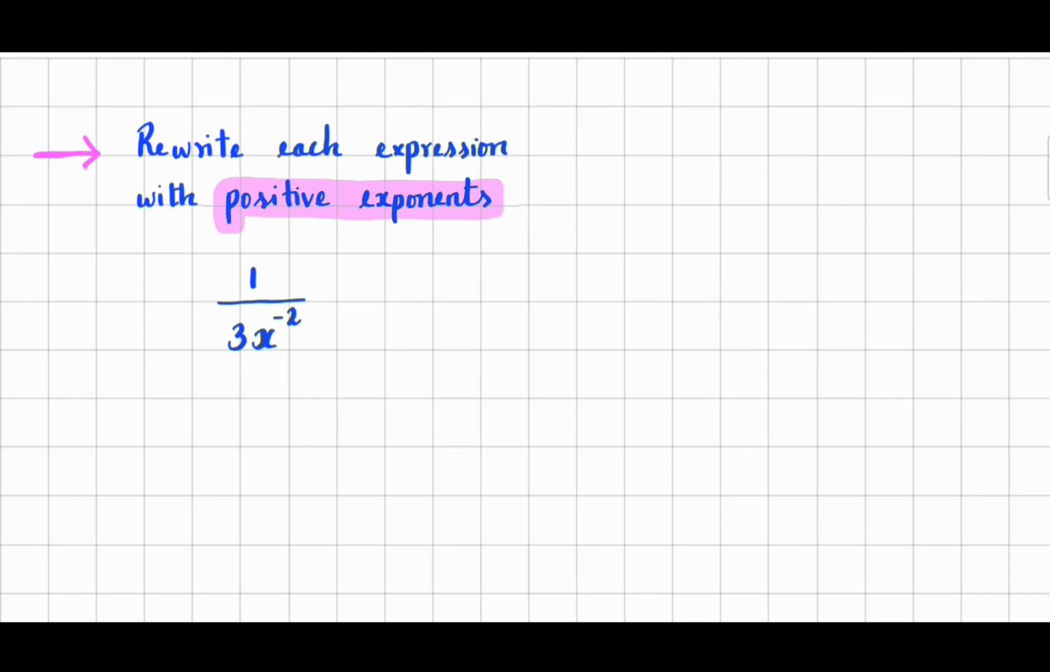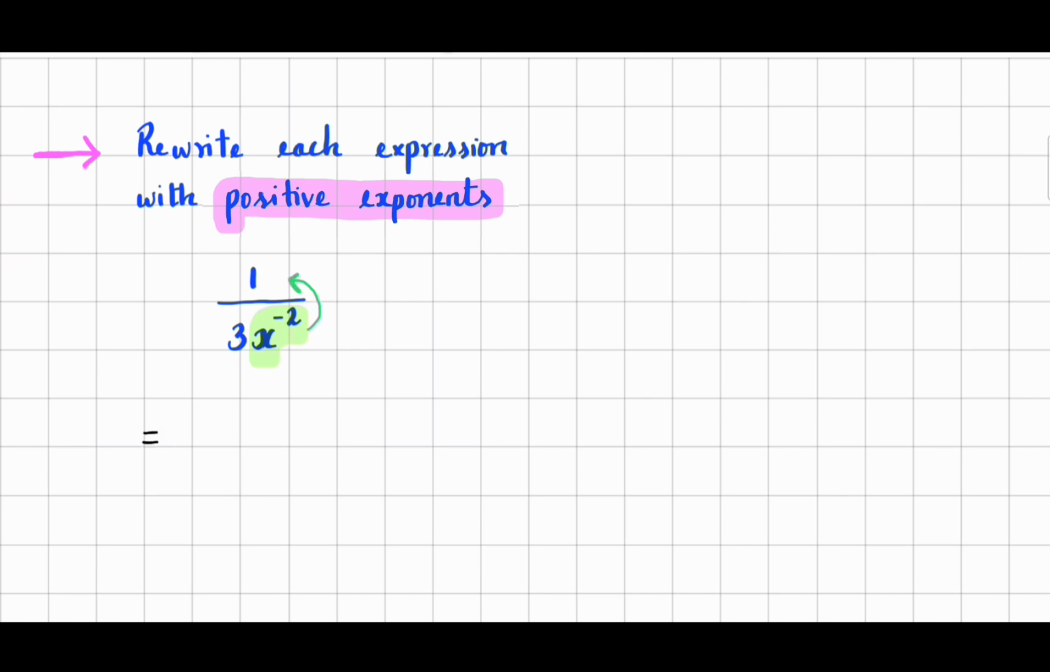Now let's look at this one. 1 divided by 3x power negative 2. Here in the denominator, x has a negative exponent. In order to write it with a positive exponent, let's bring this x power negative 2 to the numerator.